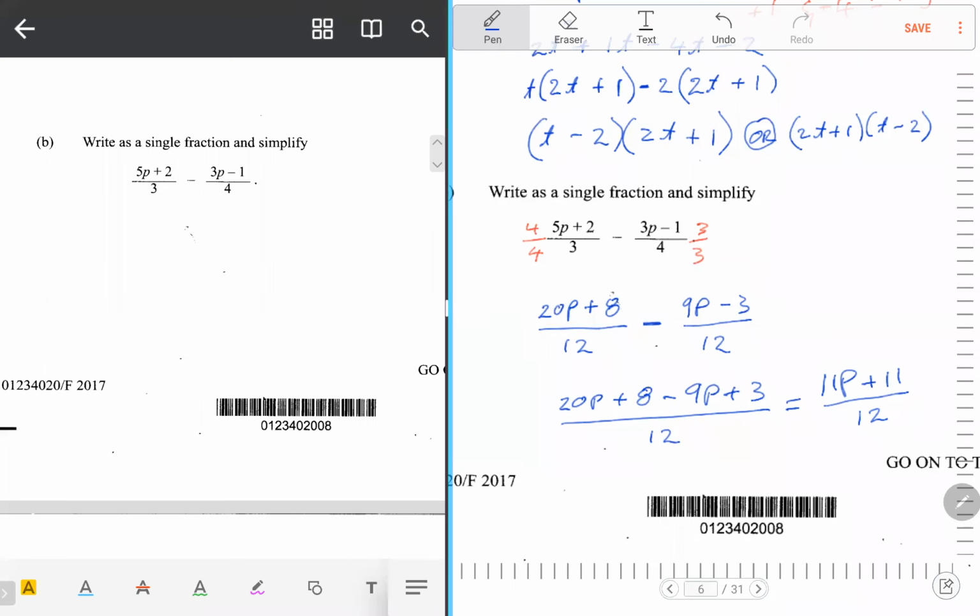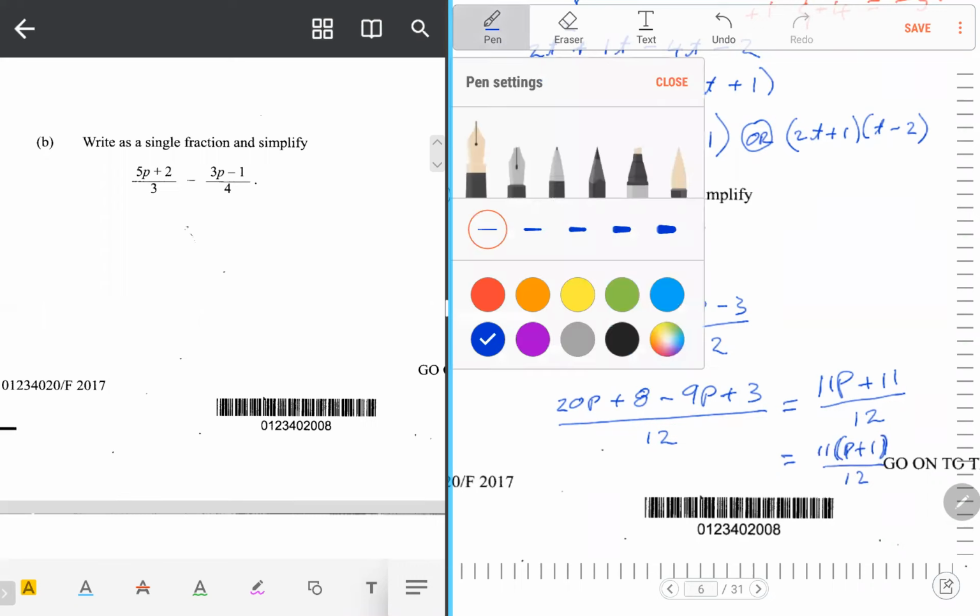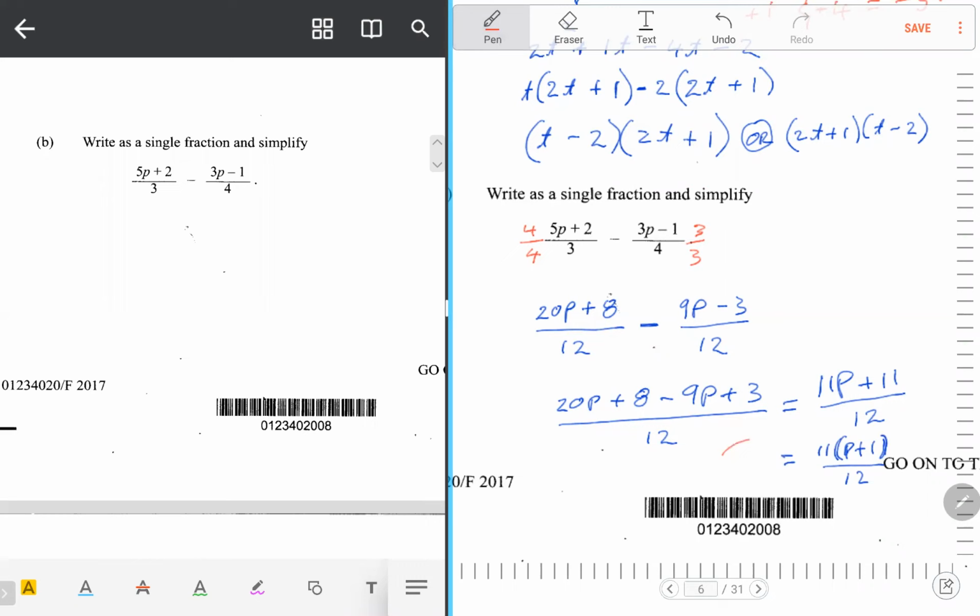And if you wanted it simplified, you could have also written this as 11 into p plus 1, factorizing out 11 over 12. You could have written it like that if you wanted. But I think if you leave the 11p plus 11 over 12, you get the marks as the same. If you factorize the 11 and put it as 11 bracket p plus 1 over 12, they give you the same marks. And basically that's that.